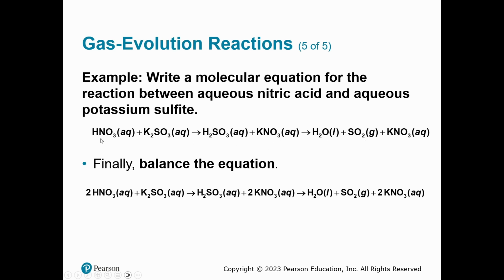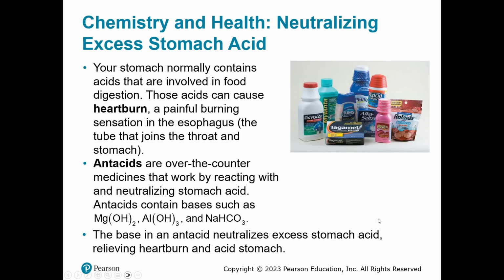Nitrate is just a spectator ion the whole time. It's just there to stick around. You can balance nitrate as nitrate as nitrate. So we would do this. We'd get a 2 in front of the nitric acid. We'd get a 2 in front of the potassium nitrate. And then we would get a 2 in front of the potassium nitrate at the very end. And that would be really the only stoichiometric coefficients here.